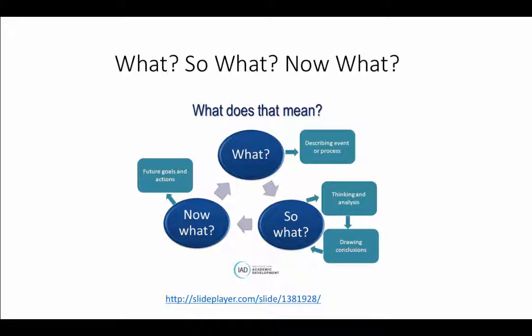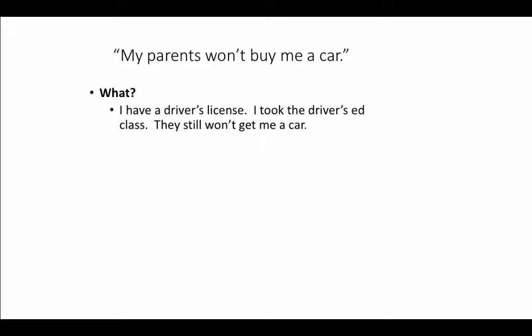One great thing about this is it's not just for U.S. history. This can be your everyday life, which is always great when we can use U.S. history as a lens for something they can use outside the classroom. So, like most of the screencasts, I like to use a non-U.S. history related idea first, especially if you have 10th and 11th graders, because this comes up: my parents won't buy me a car. I have a driver's license. I took the driver's ed class, and they still won't buy me a car.